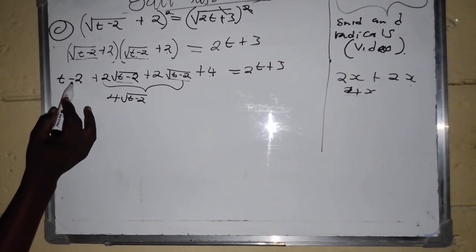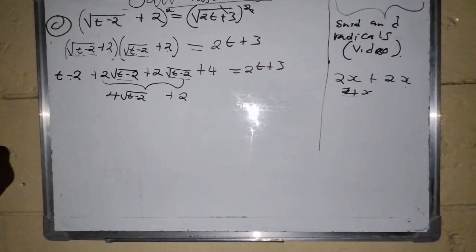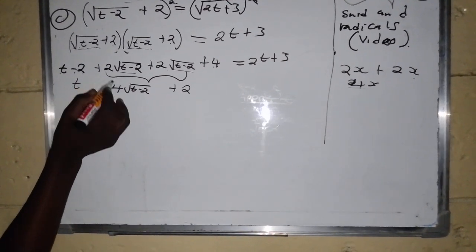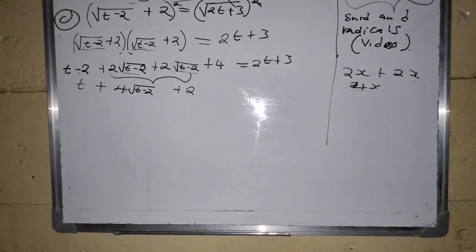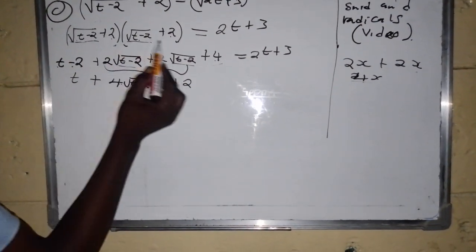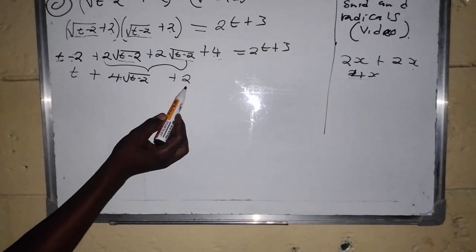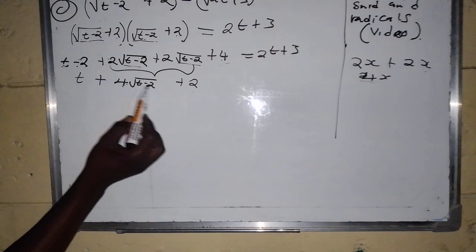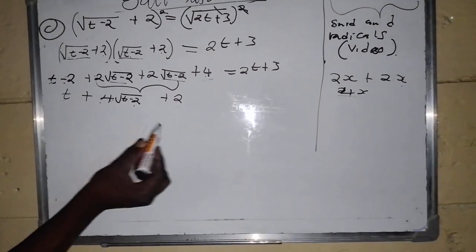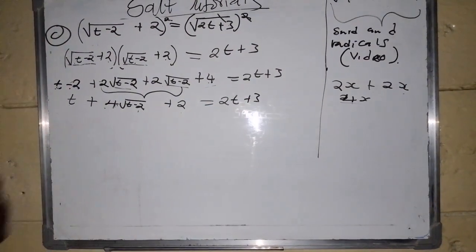I'm going to have positive what? I'm going to have a positive 2. And this t will maintain. This will be t, this is a positive, like that. So I've just handled all like terms on my left hand side. So I'm going to remain with a t, negative 2 plus that which is positive 2, but this plus that which is 4t minus root 2. 4 root t minus 2. My right hand side still remains the same, 2t plus a 3.